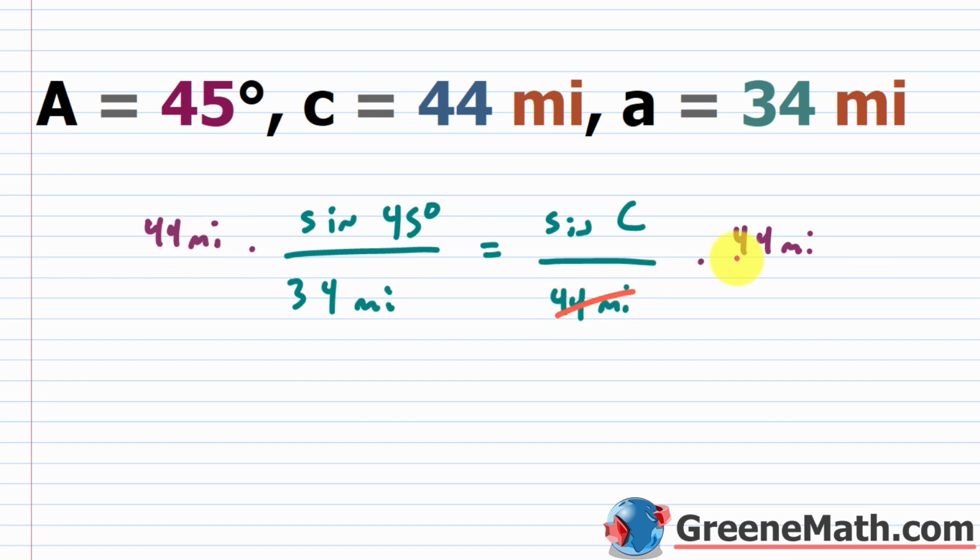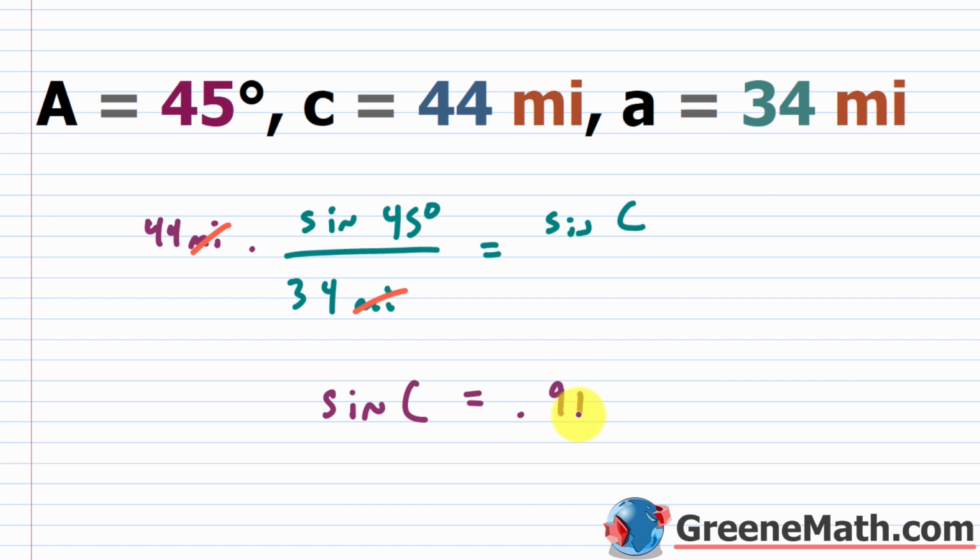And so this right here is going to cancel with this right here. Your miles are going to cancel over here. Let me actually erase this, and I'm just going to key this into the calculator. So 44 times the sine of 45 degrees over 34. And that's going to give me about 0.9151. So I'll say that the sine of C, and again, it's an approximation, but let's just put equals 0.9151.